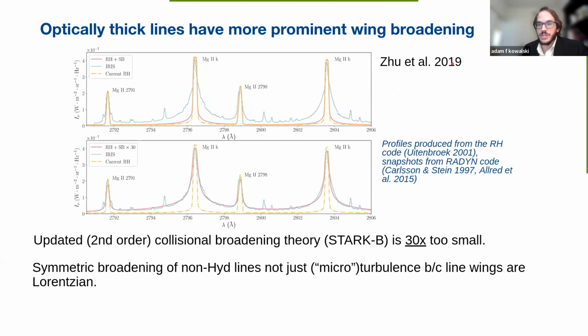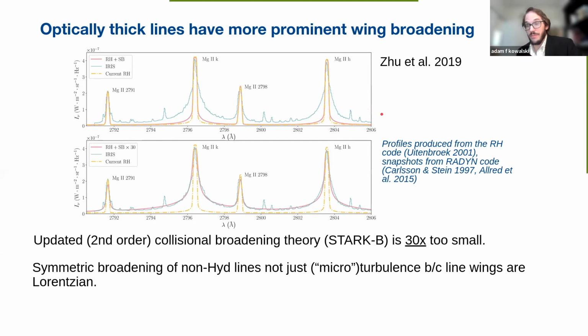A student who worked with me, Yingji Zhu, looked at a different X-class flare and found these really interesting flare spectra. The magnesium II K and H lines are very broad in the wings. Yingji looked at the current prescriptions for the collisional broadening in these radiative transfer codes that we use. And he found that the theory of the collisional broadening for magnesium II and other non-hydrogen lines needed to be updated from the 1940s theory to the 1960s theory. And that is the difference shown from the orange to the red lines here.